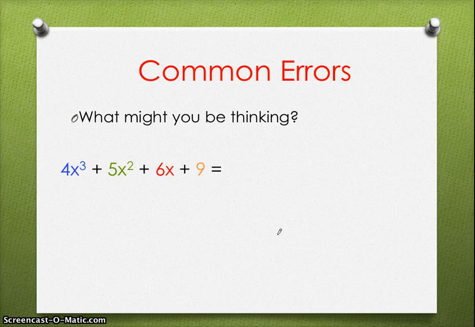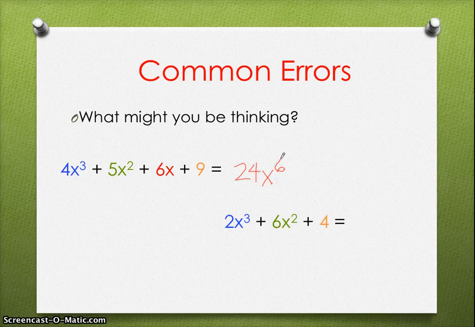So in this example, you might be thinking, well, let's go ahead and take all these numbers and add them together and get a total of 24. Because if you look at all the numbers, hey, let's add them together and write 24. And then maybe you want to keep the variable the same, and then you want to add together the exponents. 3 plus 2 plus 1 is 6.